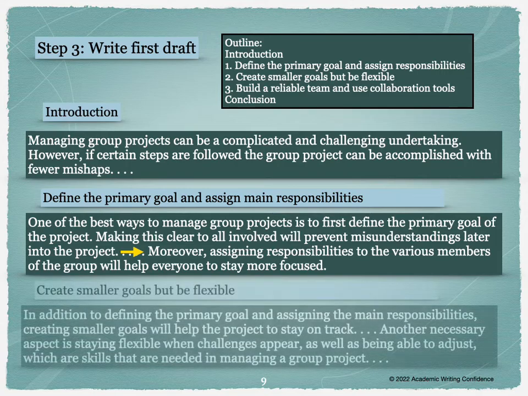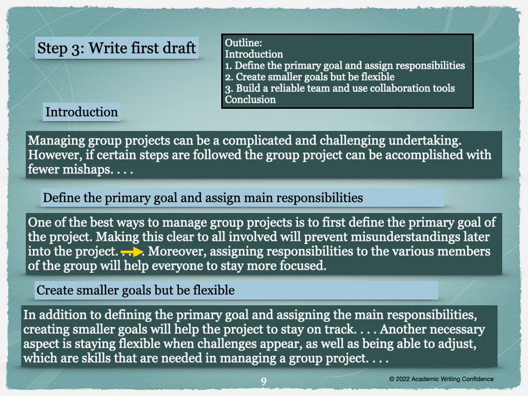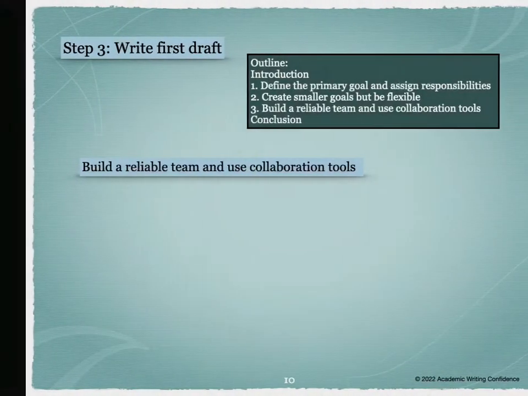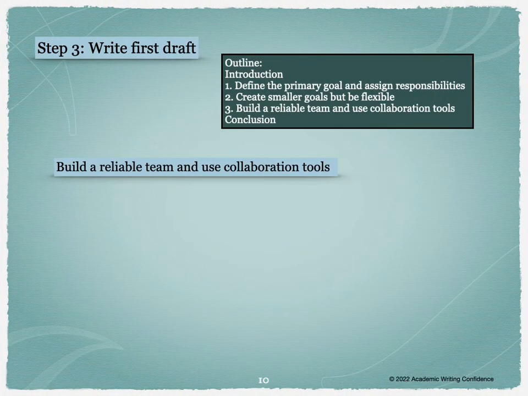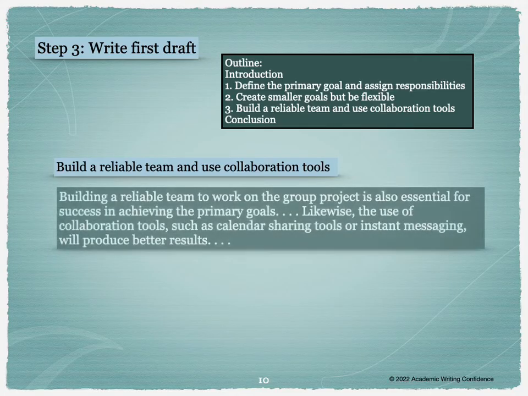The next body paragraph was about the need to create smaller goals but be flexible. Again, notice the transition words being used in this paragraph, both at the beginning and in the middle of the paragraph. You would continue with your paragraph by writing the third body paragraph about building a reliable team and using collaboration tools. Your paragraph might look something like this.